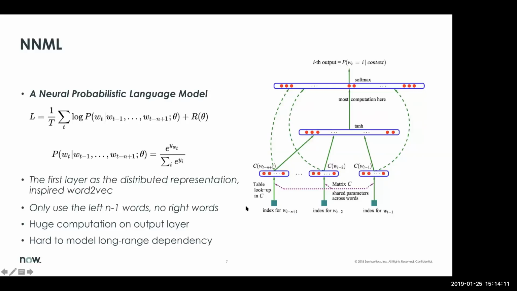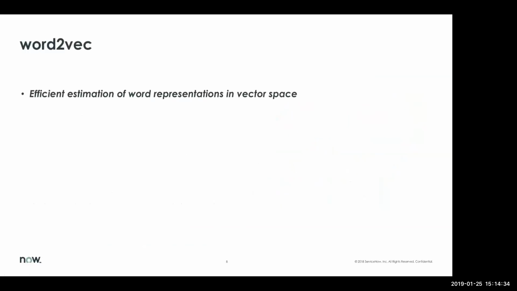It will not utilize the right words, which is the following words, and it will cause a huge computation on the output layer because it's fully connected. It's also hard to model long-range dependencies because it doesn't even have the relationship between words.